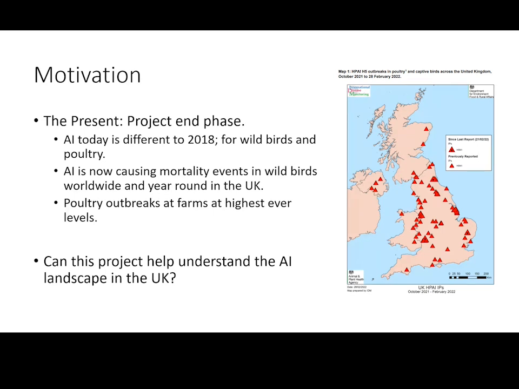And it's causing a big problem for supply chain, and also thinking about preference for free range goods. If you have to lock away your poultry to mitigate outbreaks, you will eventually lose that status. So there's lots of things like that to consider. As this is increasing and that focus has come round, it has helped define the directions the project's taken. So can this project help understand the AI landscape in the UK? I hope so.